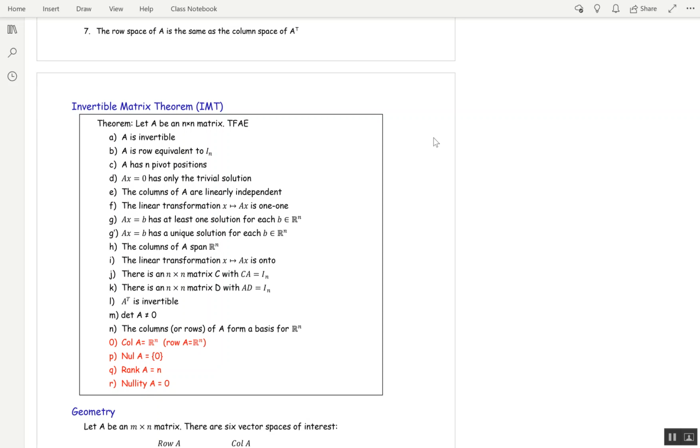Welcome back to section 4.6. Let's finish up with some geometry and the invertible matrix theorem. So the new parts to our invertible matrix theorem are these last four.